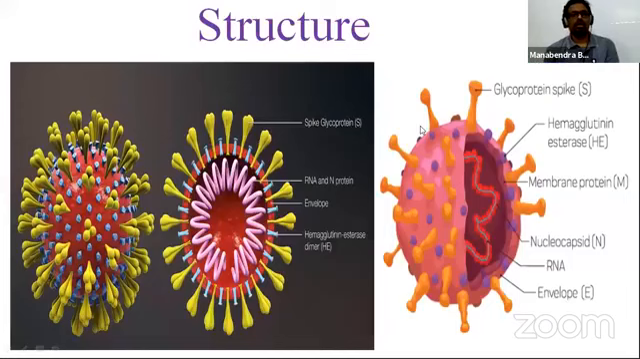Now, before the neurological manifestations, I will say a few words about the structure. We all know the coronavirus is named for its crown-like appearance, so the name corona. It has structural proteins, non-structural proteins, and auxiliary proteins. The most important are the four structural proteins on the surface: the envelope protein, the hemagglutinin esterase (HE), and the spike glycoprotein. Inside, it is a single-strand RNA virus in a nucleocapsid.